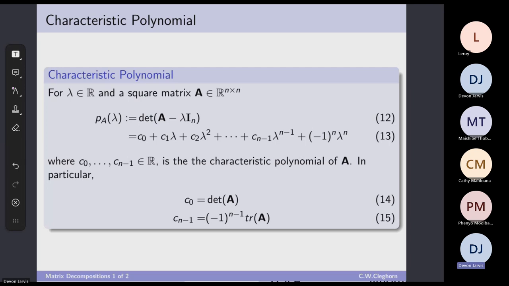Well, back to MFDS and the stuff you have to do for me. So here's the characteristic polynomial. And the characteristic polynomial is the first way we're going to start leading towards getting to eigen decomposition. And so it has a kind of weird definition. Again, not something I find geometrically very intuitive.